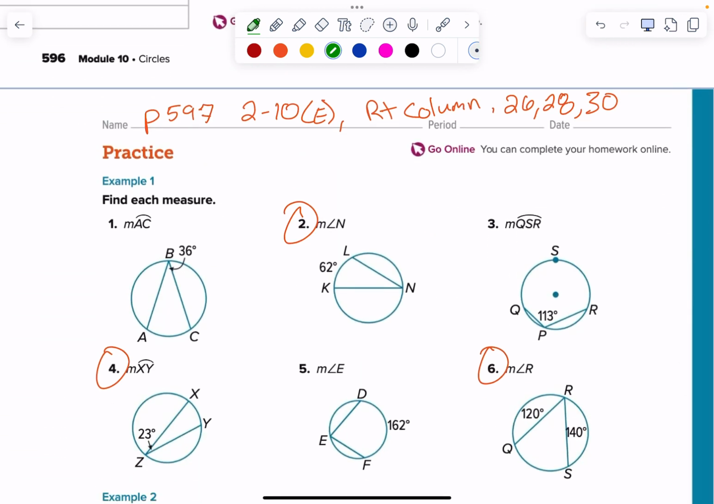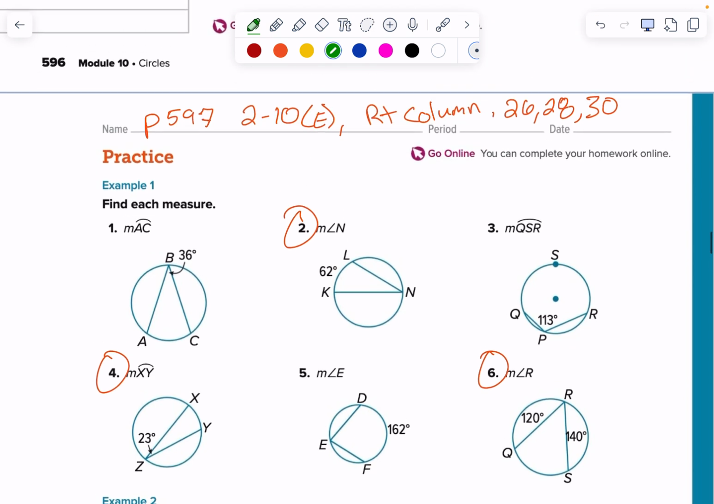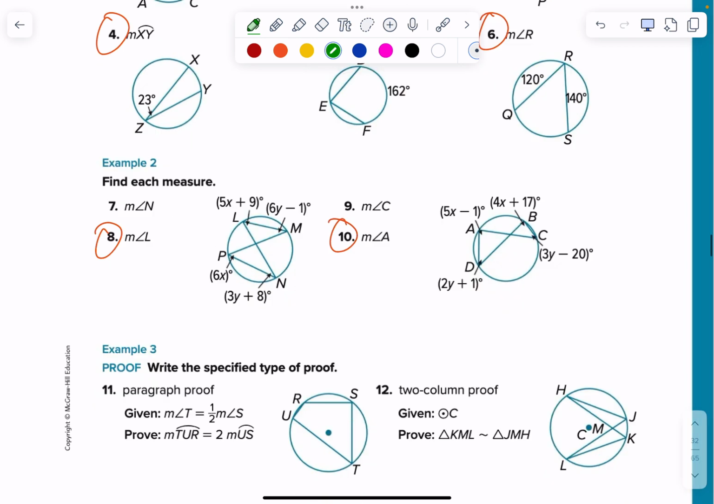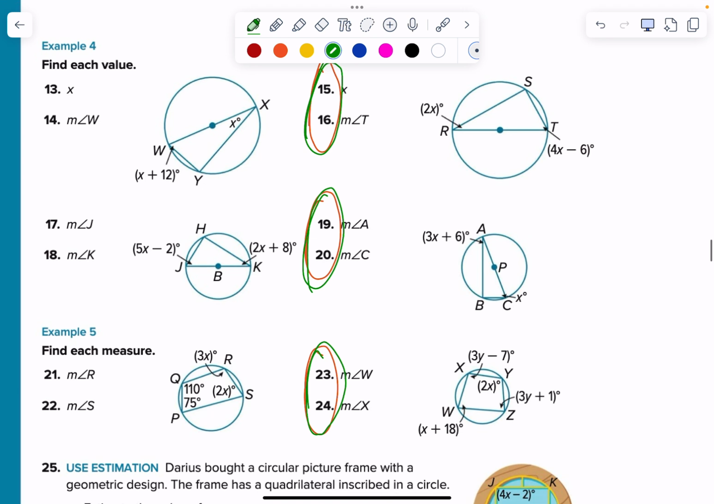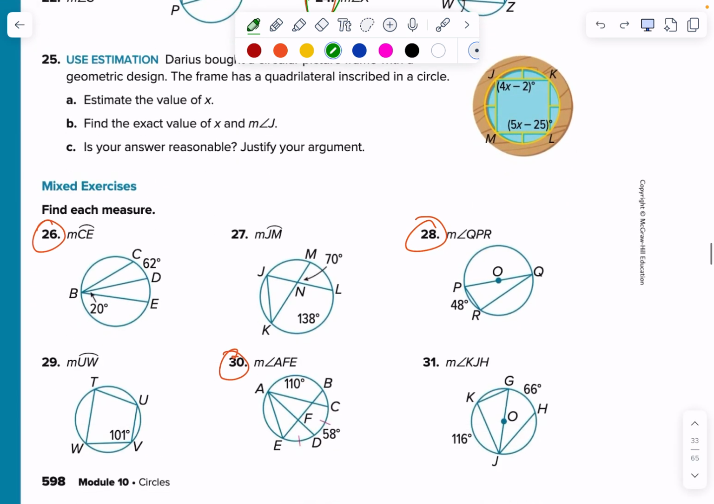I explained this before I started doing the lesson, but here's what I mean by right column. So 2 through 10 evens: 2, 4, 6, 8, 10. And then on the back page where it says right column, that means 15, 16, 19, 20, and 23, 24. I did that rather than having you do the evens because you have to be able to do 15 in order to do 16, so you'd end up doing all the problems anyway. So just the right column there and then evens on the bottom.